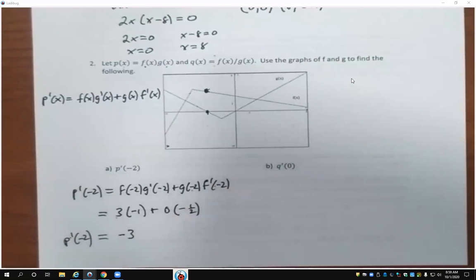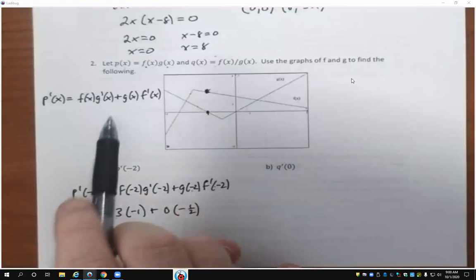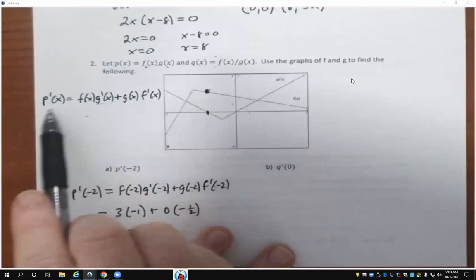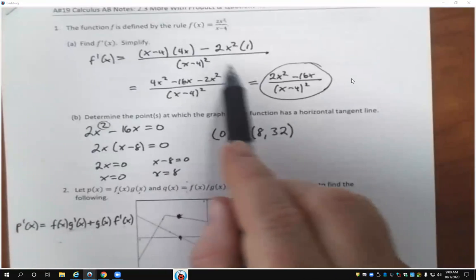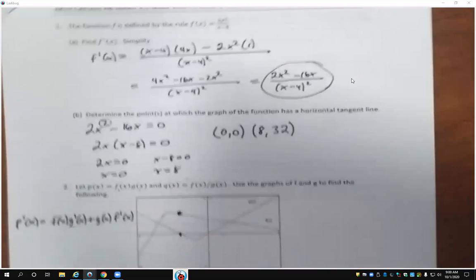The whole point of this is to show you that you do not need to know an actual function if you have a graph or if you have a table. Okay, you only need one of the three to be able to figure out some values. And we got to be able to take the derivative like this, not just when it's an actual function, like up in number 1.